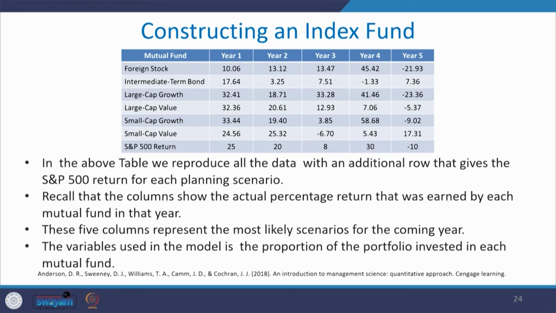In the above table, we reproduce all the data which we discussed in the previous lecture on portfolio, but we have introduced an additional row that gives the S&P 500 returns for each planning scenario. So, this was our additional row. Recall that the columns show the actual percentage return that was earned by each mutual fund in that year. So, these 5 columns represent the most likely scenarios for the coming year. The variables used in the model are the proportion of the portfolio that should be invested in each mutual fund, that was our decision variables.